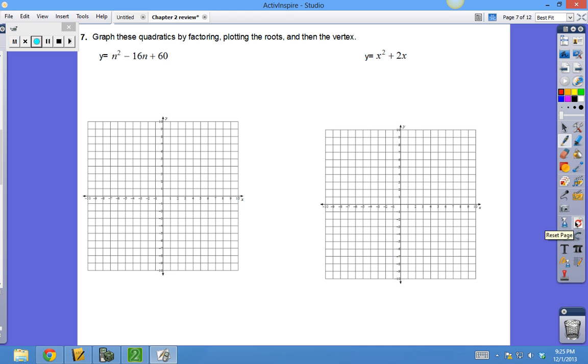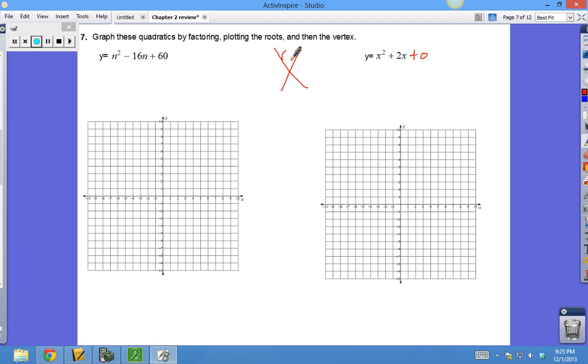Okay, let's look at this one. You're missing the last term. So what is going to multiply and give you 0? Add and give you 2. The answer is a 2 and a 0. So it should be y equals x times x plus 2.